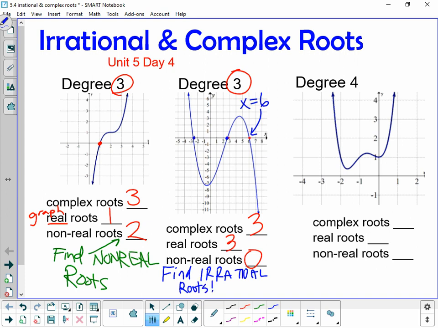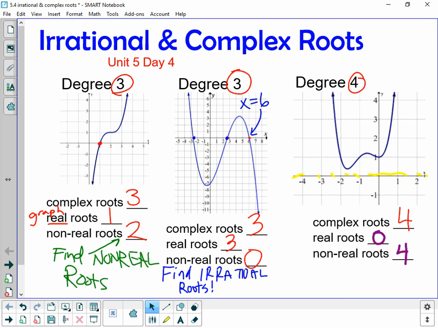This last one is a degree 4 polynomial. That means that it must have 4 total complex roots, and you can see by looking at the x-axis here that it does not have any real roots. It has 0 real roots. That must mean all 4 are non-real. So today we're going to be focusing on non-real and irrational roots.